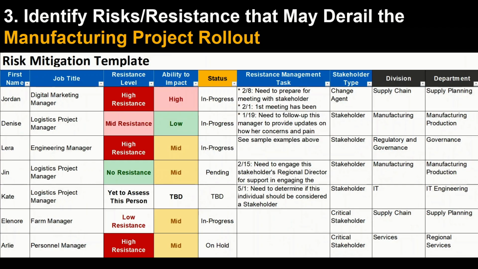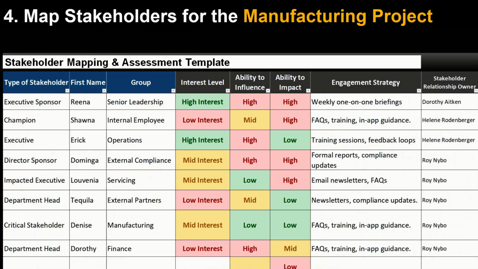Third, you will want to identify resistance that may derail the manufacturing project. Use the free resistance management template that I am currently sharing on my screen. After you populate this document, keep this document confidential and show it to people on a needs-to-know basis. This is what you will use to mitigate resistance to your manufacturing project implementation.